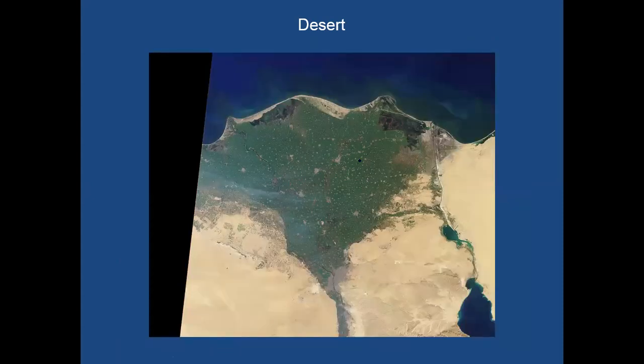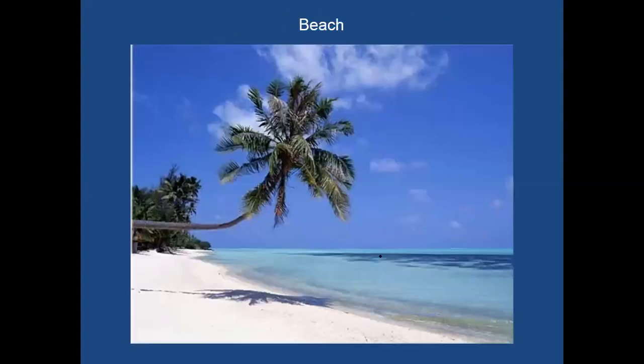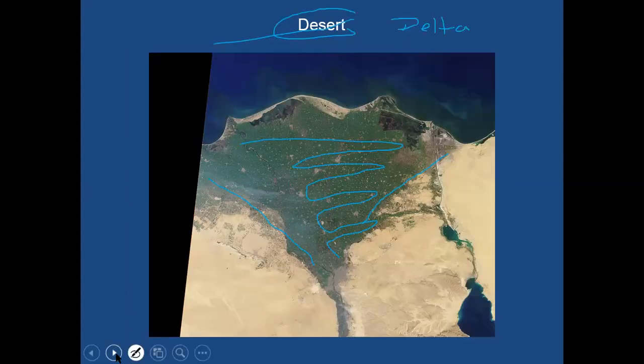This is a delta. Sorry, it says desert at the top. It should say delta. It actually shows both. So this is the Nile River Delta. You can see the desert around the delta here, but then this really fertile fan shape is where the Nile flows into the ocean. You're seeing this spread out of the Nile River, and all this really fertile soil is deposited here.